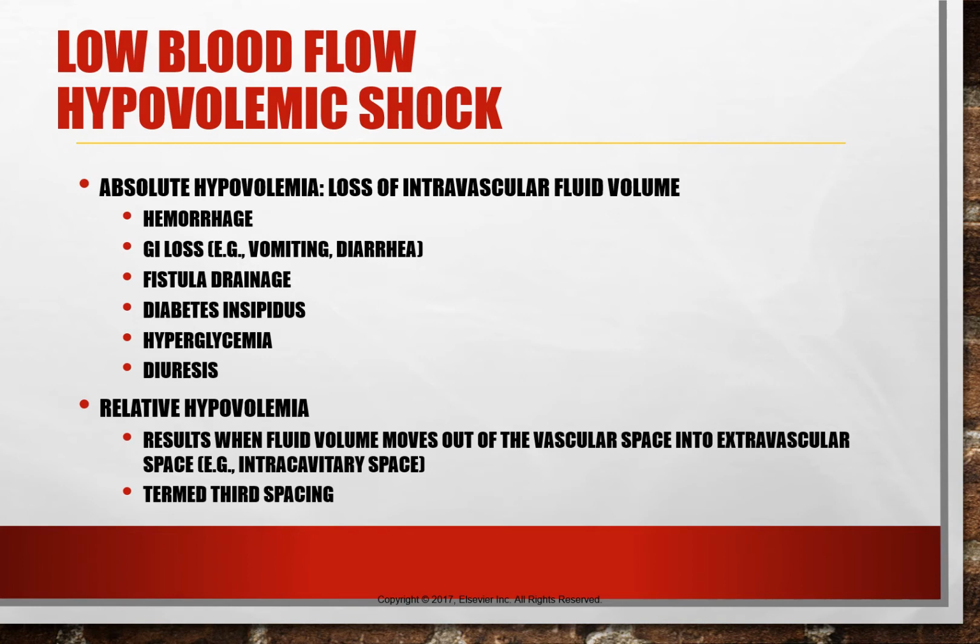Relative hypovolemia is a little bit more complex. This is that the body has enough fluid, but it's in the wrong spots. So this would be your third spacing, fluid moving into body cavities that normally have little to no fluid. What we'll see with that, most commonly, is your peritoneal space, or ascites.